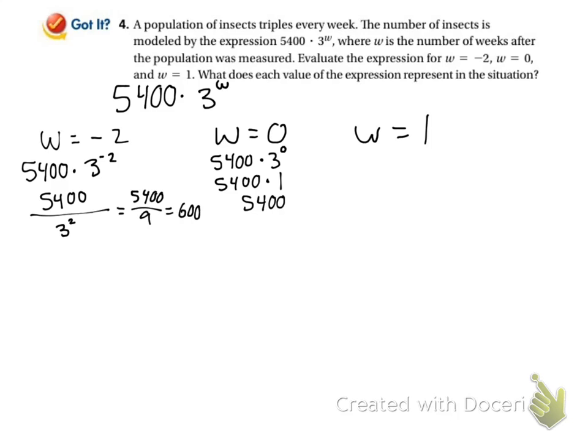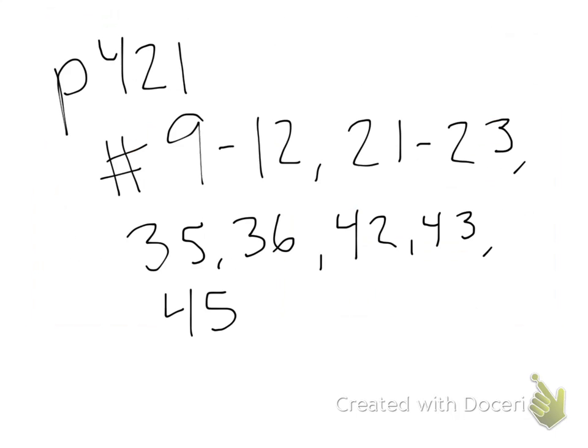So when they measure the population, there's 5,400 insects. Can we have negative 2 weeks? No, not really, but in this case, you can think backwards, sort of, that if we had measured it 2 weeks ago, this is probably what it would have been. And now let's measure 1 week in advance. So 5,400 times 3 to the 1, which is just 5,400 times 3. When we do 5,400 times 3, we get 16,200 insects. And there's your homework.